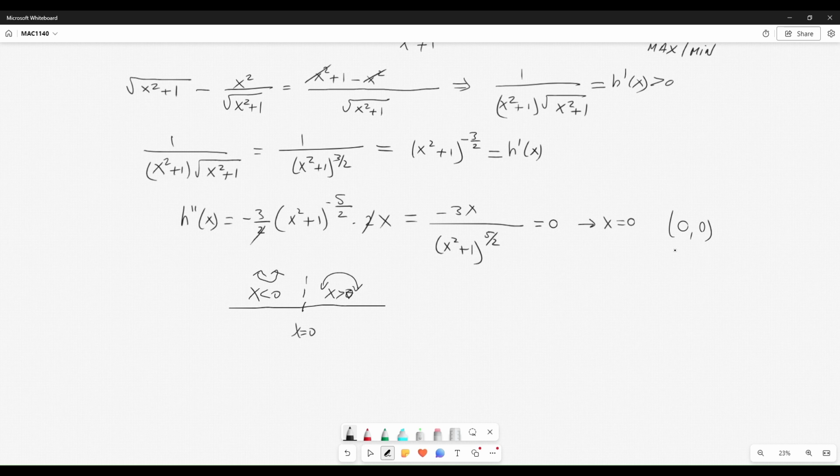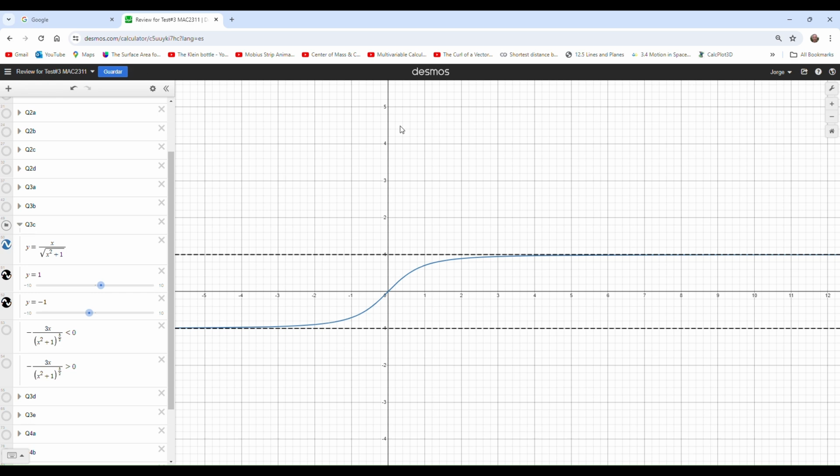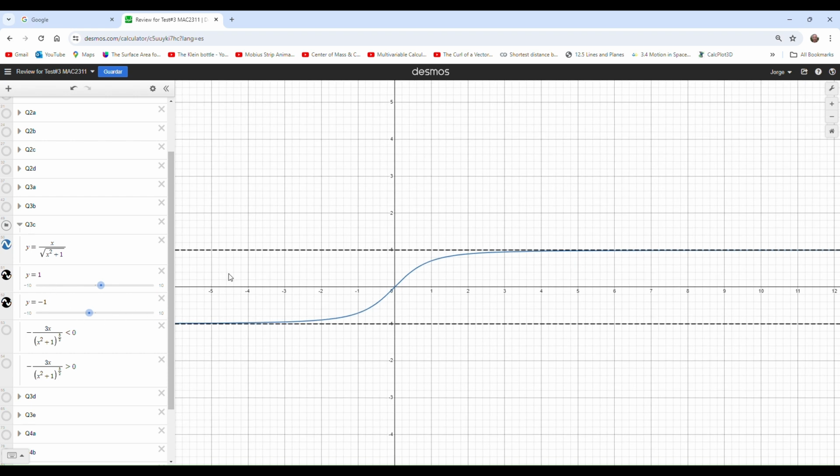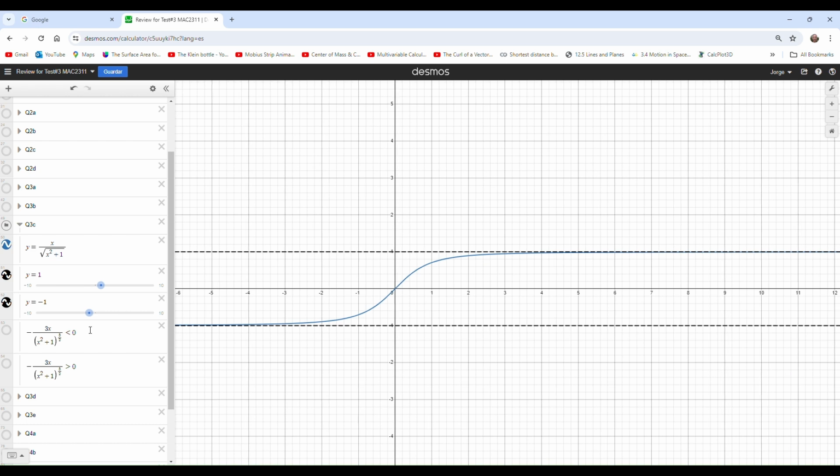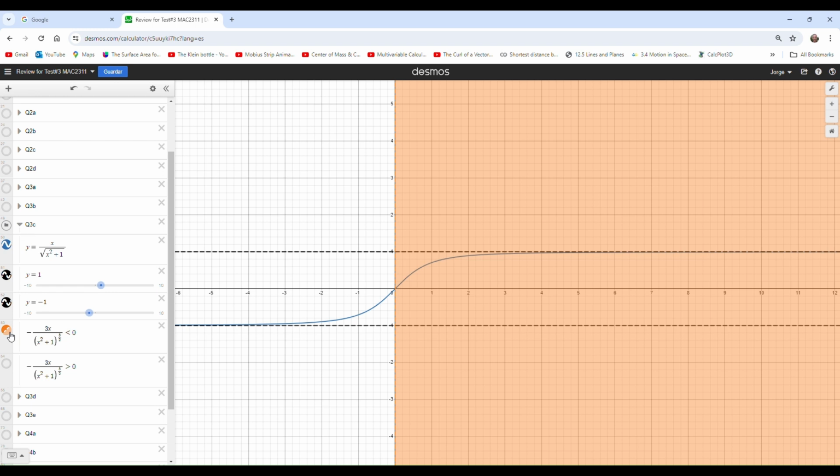Okay, let's see now the Desmos graph. Do you see? I copied the function. I determined that we have two horizontal asymptotes, at 1 and -1, also infinity and -infinity. And the important information is the second derivative. The second derivative being negative means that part is concave down, and the second derivative being positive means it is concave up. Okay, super. Very well.